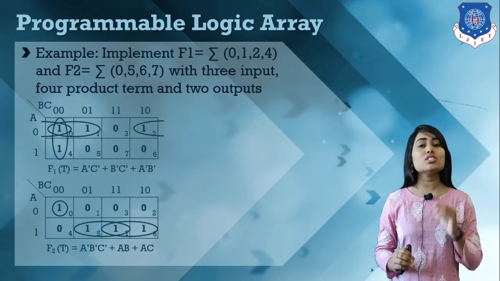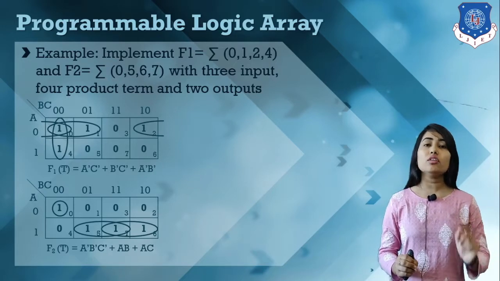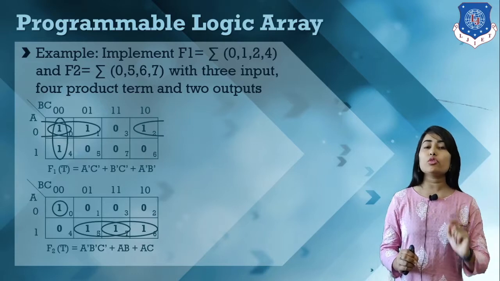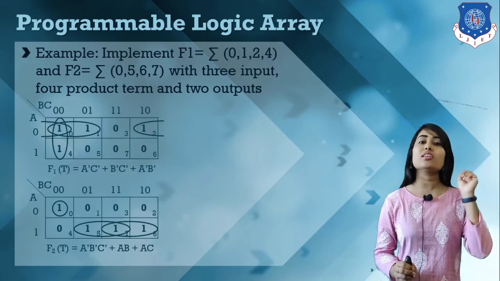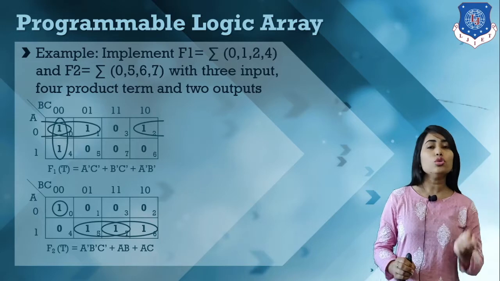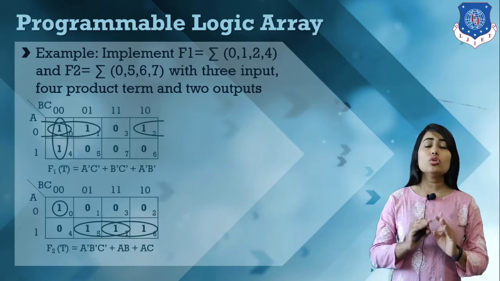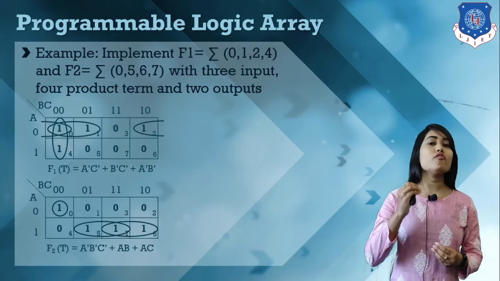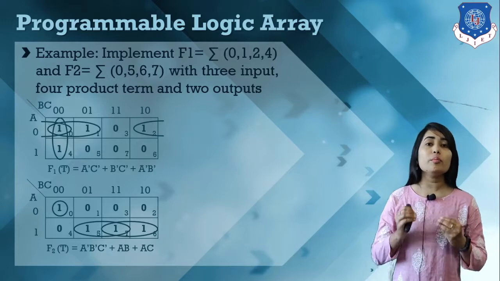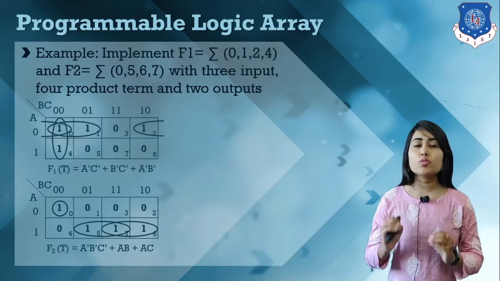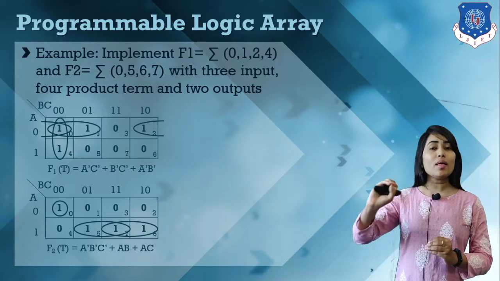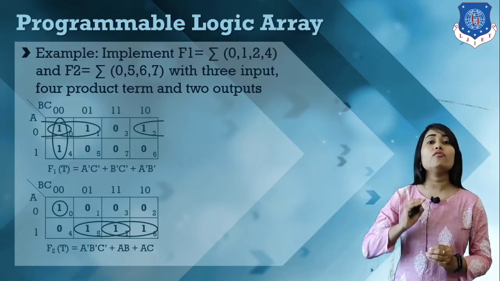That means if we implement F1 and F2 in a true, or normal, form, we have to use 6 AND gates. Here we have to use 6 product terms, because F1 has 3 terms and F2 has 3 terms. So we can't implement F1 and F2 in a normal form, because here we have 6 product terms. In the example, we are given that we can use only 4 product terms.